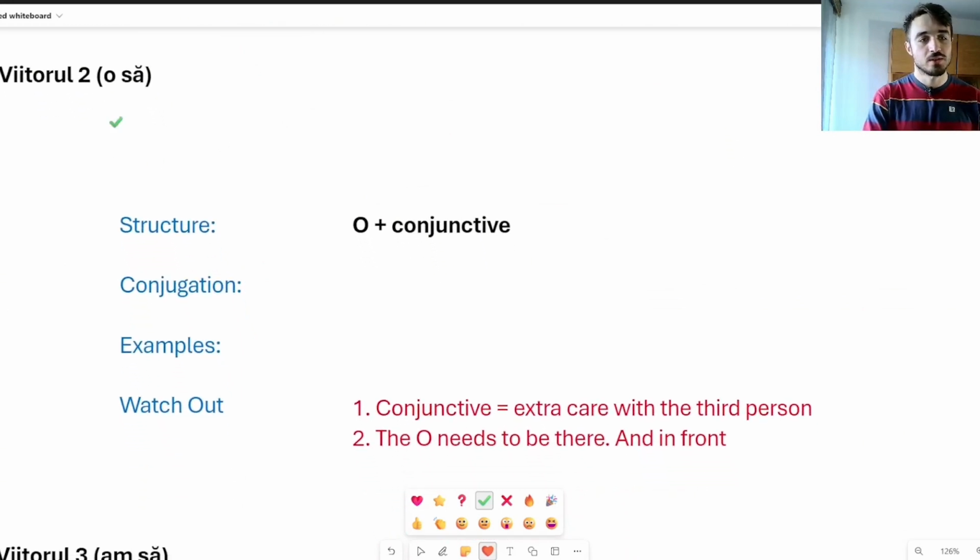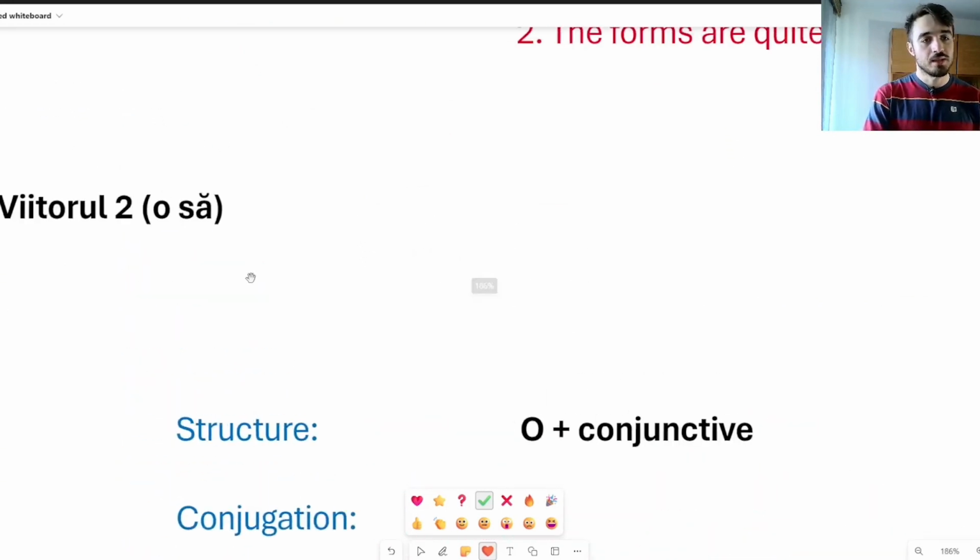the one with o să. Probably one that many people are quite comfortable with, especially if you know the conjunctive already, but probably for a beginner it's a bit more tricky. The reason for that is because it uses conjunctive, which uses different forms of the verb compared to the future 1, where you just need to use the infinitive every time.